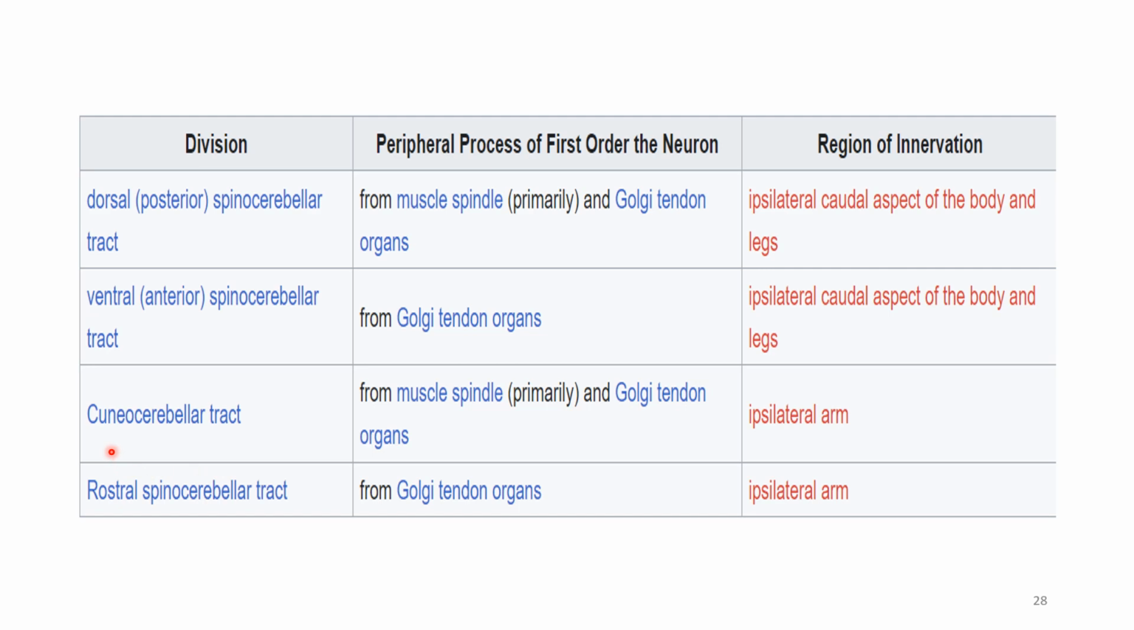Then the cuneo-cerebellar tract carries information from the muscle spindle and Golgi tendon organs, and the region of innervation is the ipsilateral arm. Whereas the rostral spinocerebellar tract carries information from the Golgi tendon organs from the ipsilateral arm.